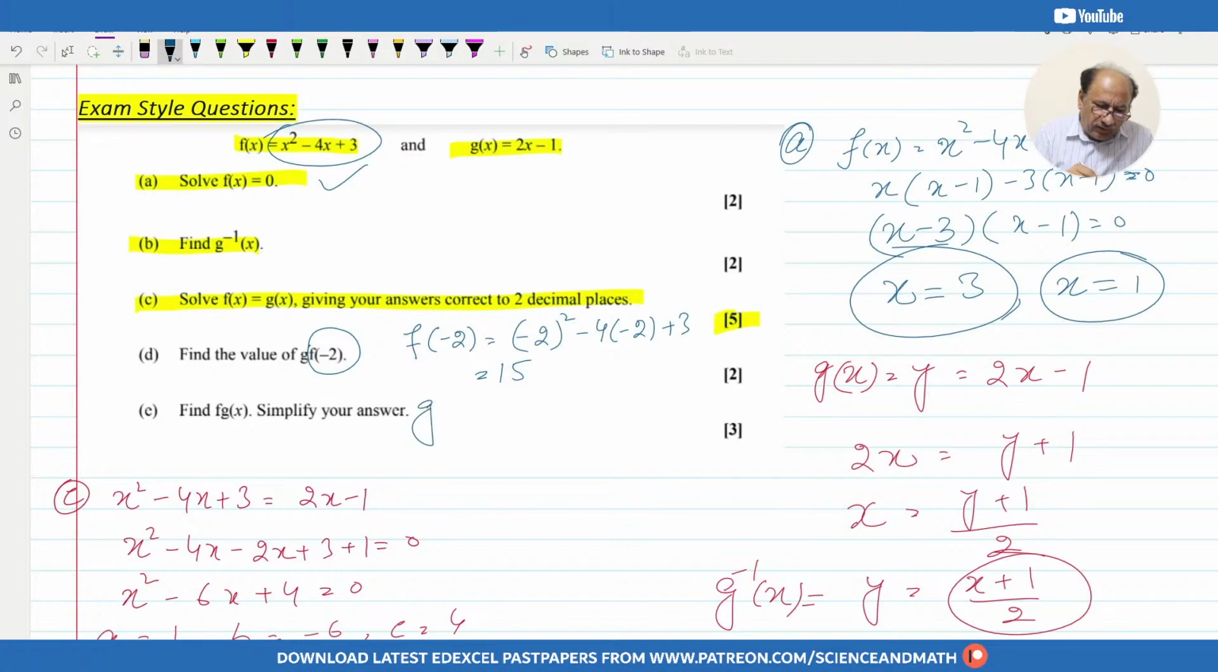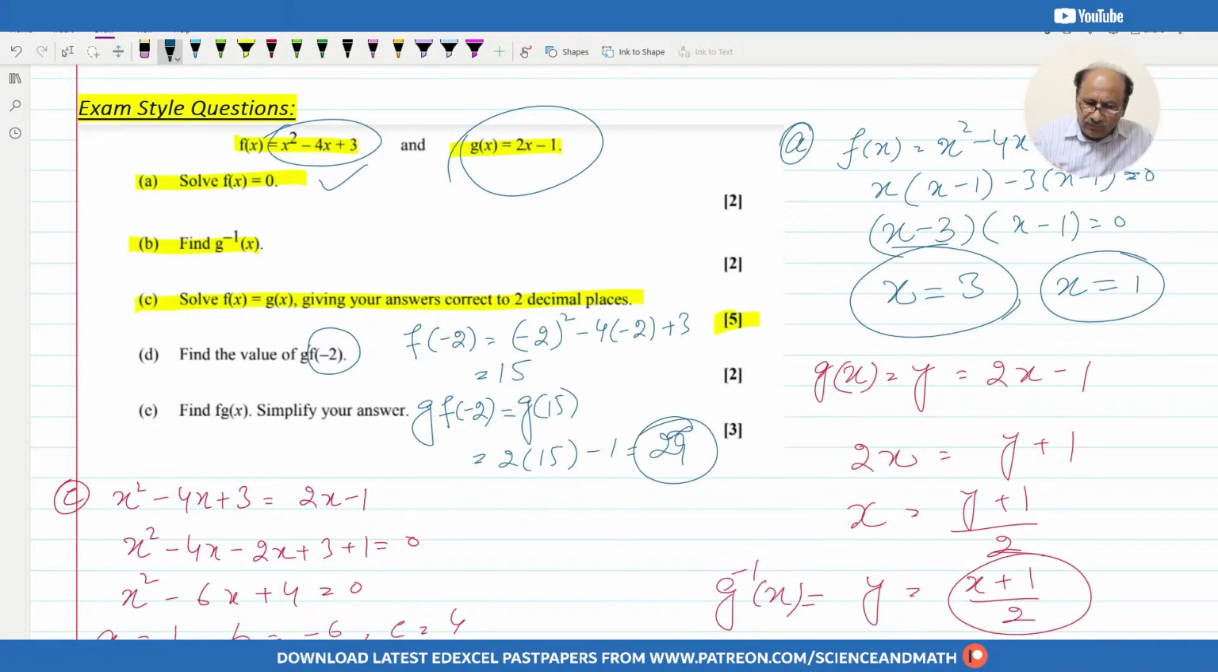Now we can find g of f of -2, and the f of -2 value is 15. So we will calculate g of 15, where we will replace x in g. So g of 15 will be 2 into 15 minus 1. 30 minus 1 will be 29. So 29 will be our final answer for this part.